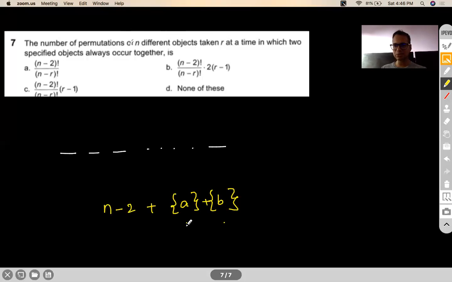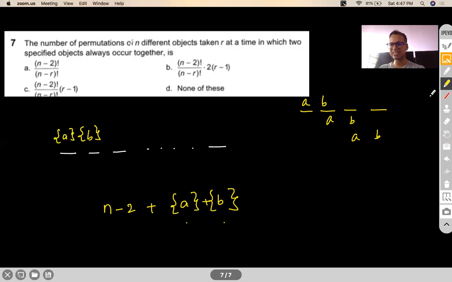Correct? Yes or no? Now, if you see the positions that these objects can occupy, where they are together, will be R minus 1 such positions. I'm just taking a small case. Let's say there are 4 places, then AB can come like this, or like this, or like this. Correct? So if there are 4 chairs, there are 3 ways in which AB can sit next to each other.